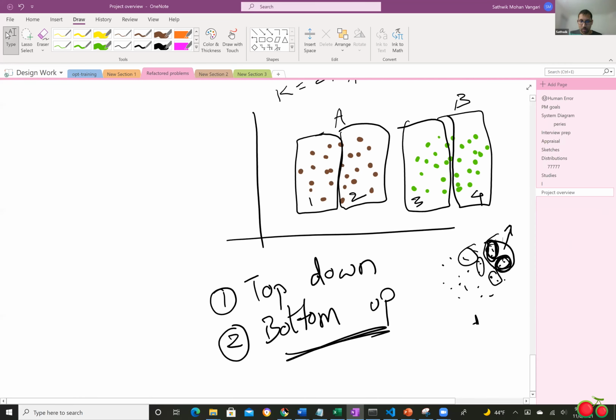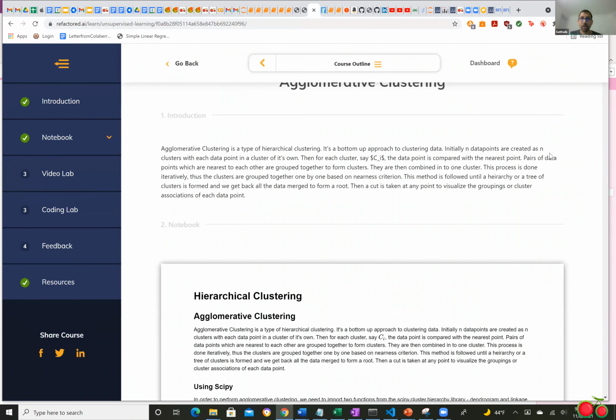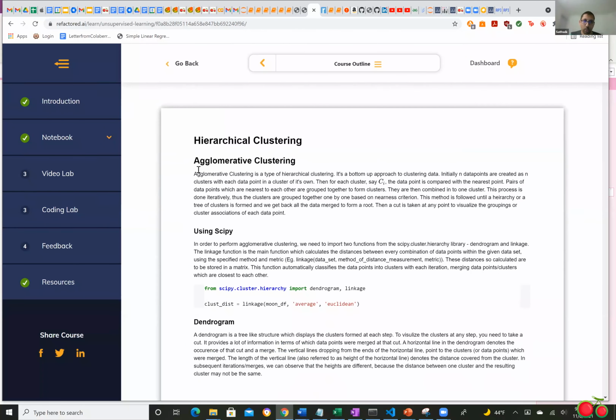Let's go back to the notebook. As I said, it's a bottom-up approach to clustering. Initially, n data points are created as n clusters, with each point in a cluster of its own. Then for each cluster, the data point is compared with the nearest point. Pairs of data points which are nearest to each other are grouped together to form clusters. Then they are combined into one cluster. This process is done iteratively until clusters are grouped together one by one based on nearness criteria. This method is followed until a hierarchy or a tree of clusters is formed, and then we get all the data merged to form a root. Then a cut is taken at any point to visualize the groups. So this is basically how it works, right?